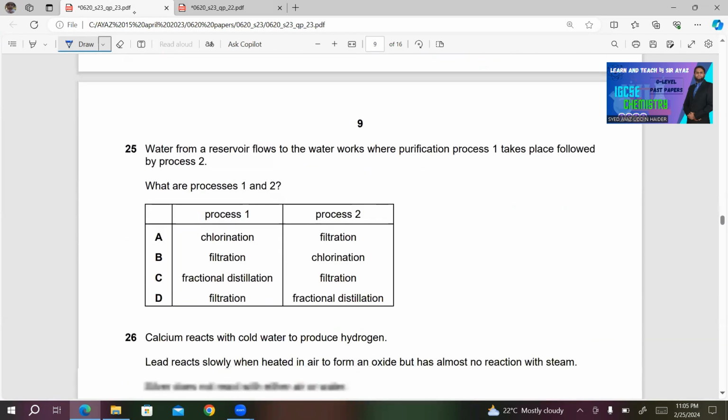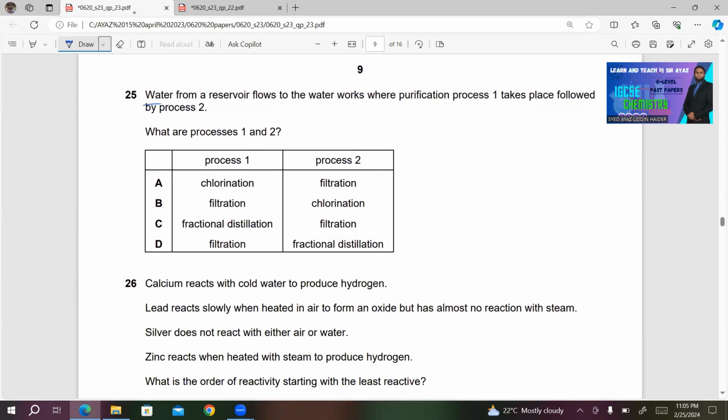Let's move to the next MCQ. Water from a reservoir flows to the water works where purification process 1 takes place, followed by process 2. What are processes 1 and 2? Now, in process 1, you can see there is chlorination, filtration, fractional distillation, and filtration.